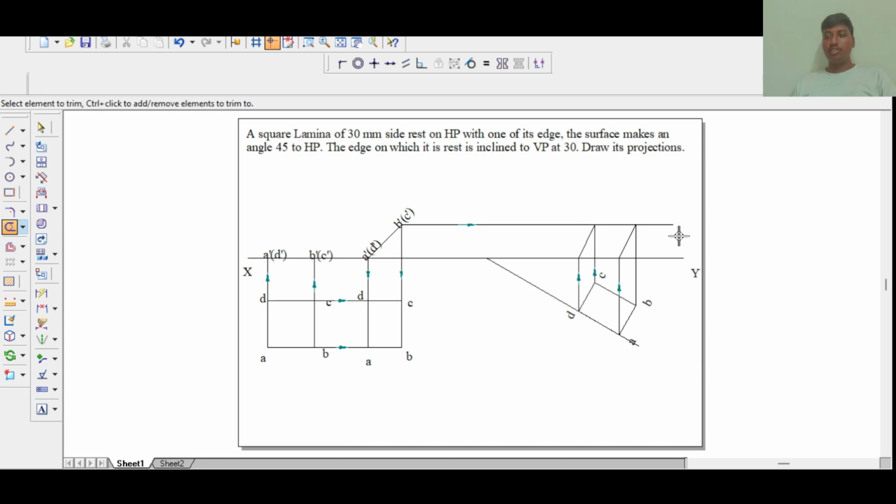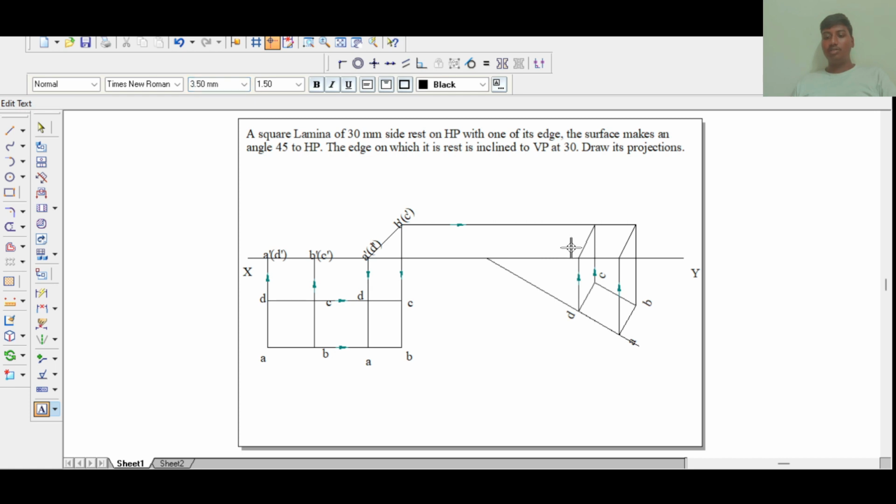And then trim the excess part of the B dash C dash line, and then name the corners. So it is recommended to start the naming from A to D: A dash, B dash, C dash, and then D dash. Yeah, so this completes the problem.